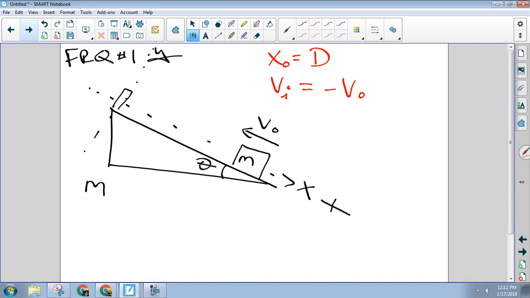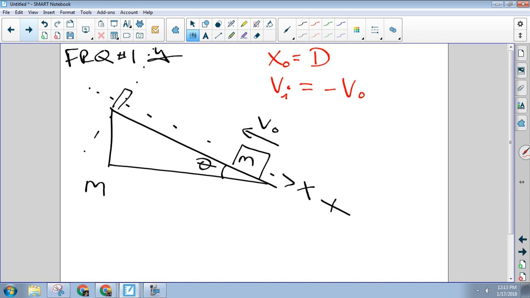All right. So, does everybody understand why we need to make that initial velocity negative v naught? Yeah. So if we didn't make it negative, it would have been fine. Nope. The problem tells you that you have to set it up in such a way that down the ramp is positive. Good? Yeah. All right.